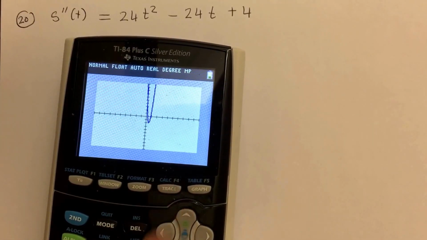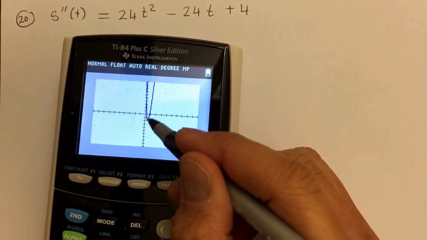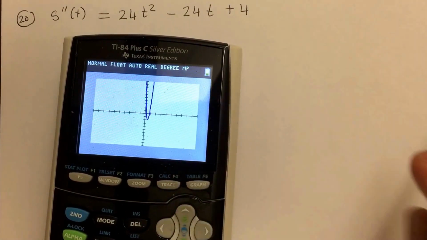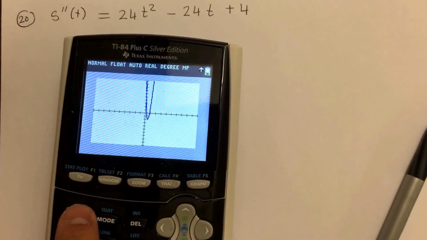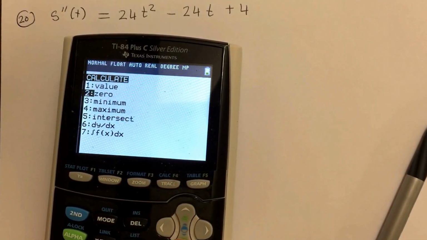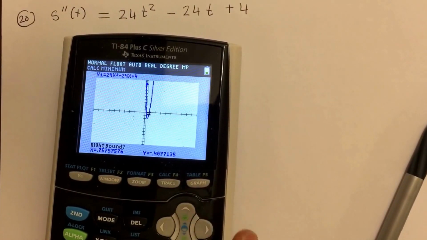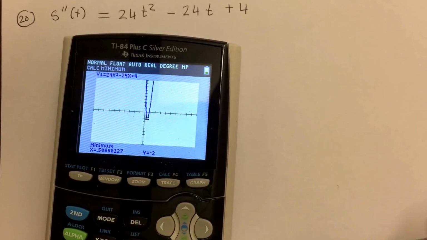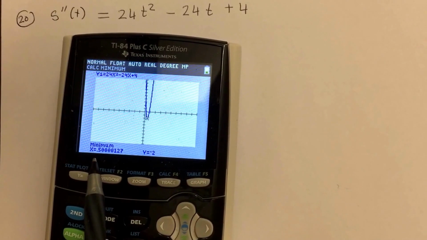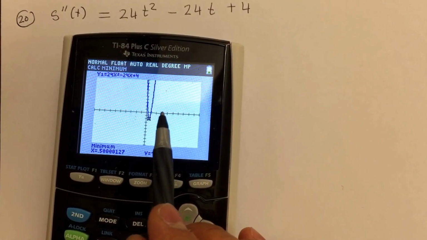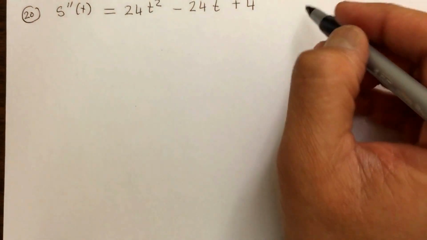All right. And we want to know when it's increasing. So if you look carefully, it's increasing from there all the way to there. That's when the acceleration function is increasing. So we're going to go ahead and calculate the minimum value. Second, calculate the minimum value. Pick a left bound, pick a right bound, take a guess, and we're going to see that it's at 0.5. So from 0.5 to infinity, that's when the function is increasing, and that would be option B.